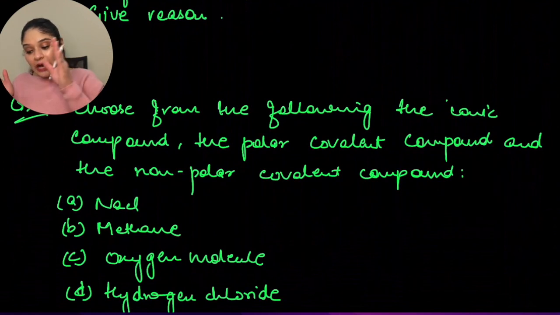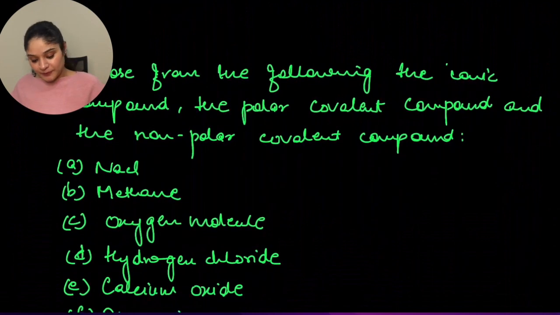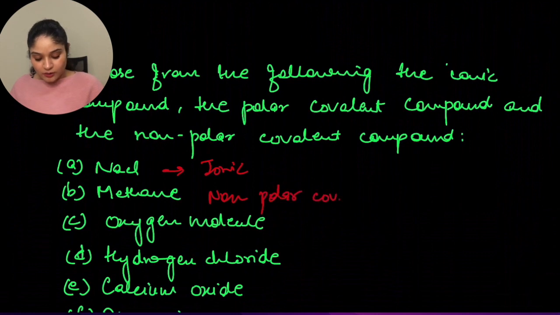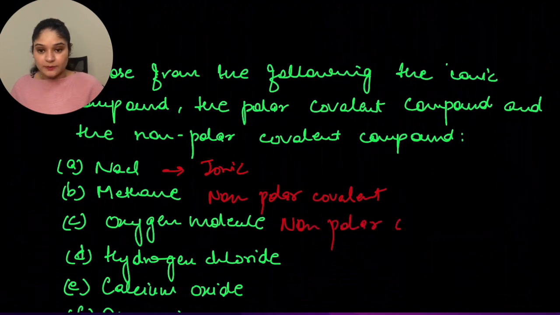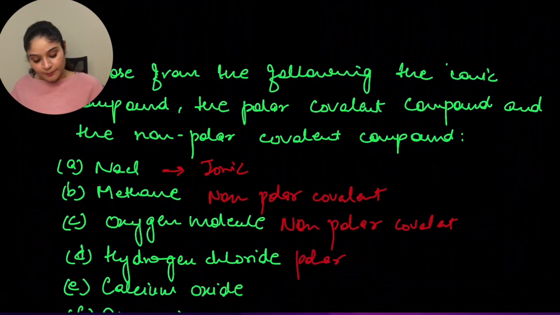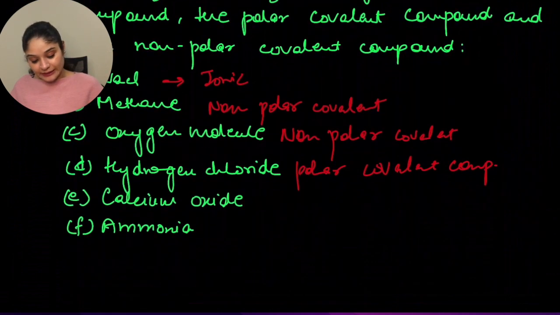Choose from the following the ionic compounds, the polar covalent compounds and the non-polar covalent compounds. So you have the first one as NaCl. So we know NaCl is ionic. Then methane is non-polar covalent. Then we have oxygen molecule, that is also non-polar covalent. Then we have hydrogen chloride, which is, of course, a polar covalent compound. Then you have calcium oxide. Calcium oxide is an ionic compound. Then you have ammonia, which is a polar covalent compound.